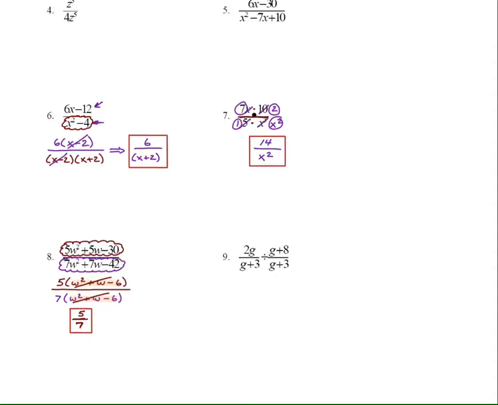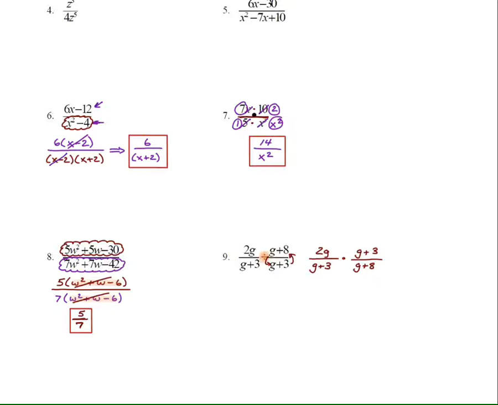And then number 9, the difference between number 9 and number 7 is I have a rational expression divided by a rational expression rather than multiplied. So the first thing we like to do in these problems is turn it into a multiplication problem. So keep the first fraction as is, 2g over g plus 3. But instead of dividing by that fraction, it'd be the same as multiplying by its reciprocal. So to change that division to multiplication, I had to flip that second fraction over.